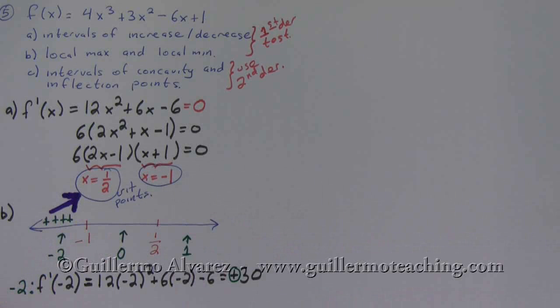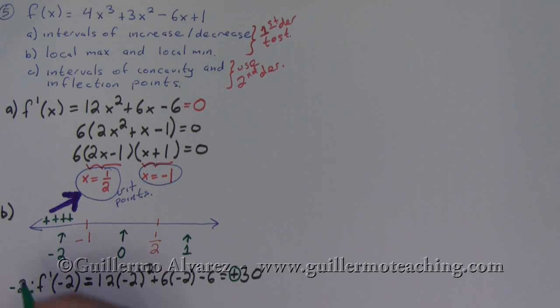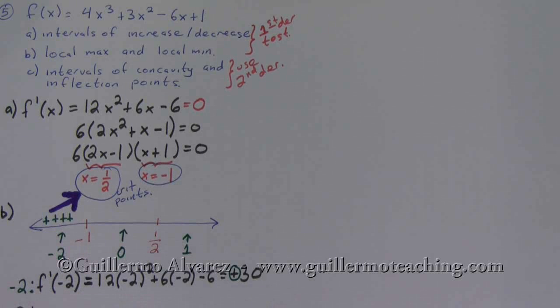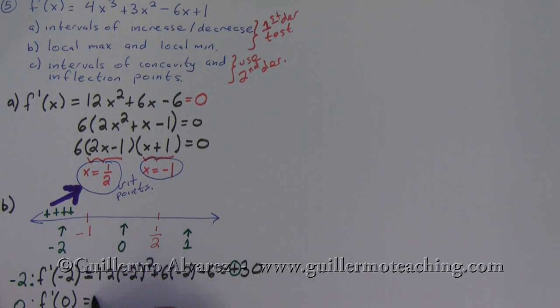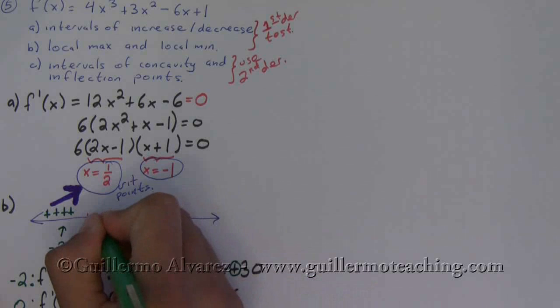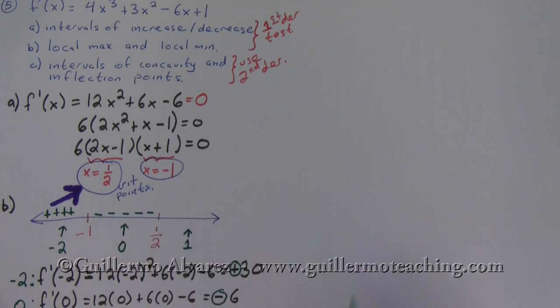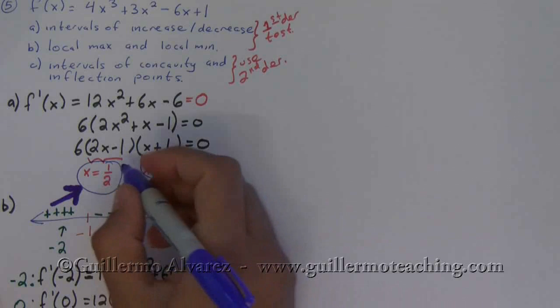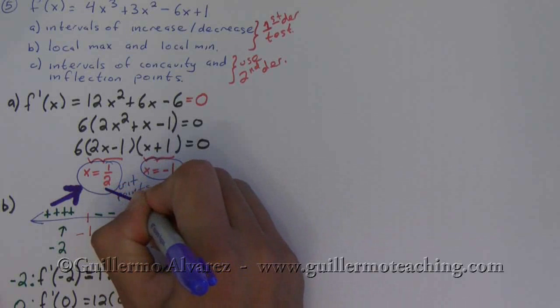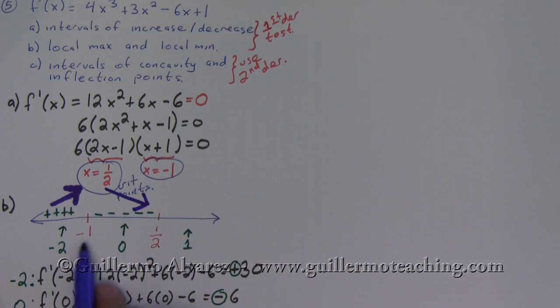Okay. So once I have my big fat blue arrow, I need another arrow. So I'm going to plug in 0 into the derivative. If I plug in 0 into the derivative, I would get negative 6. So this number is negative. That means my function has a negative derivative right there, which means it's going to be decreasing from negative 1 to 1/2.